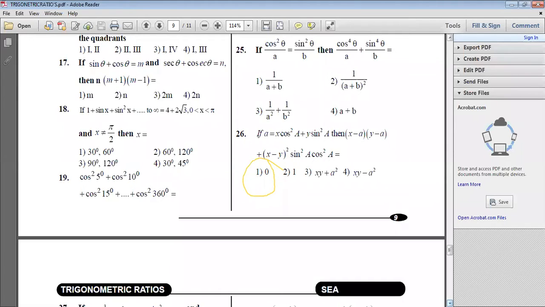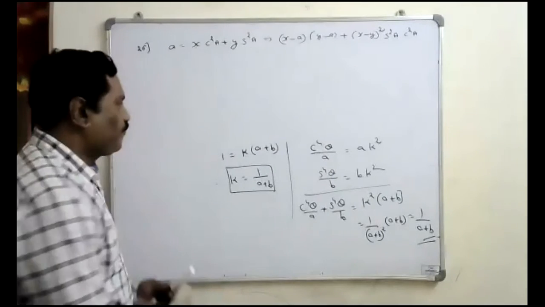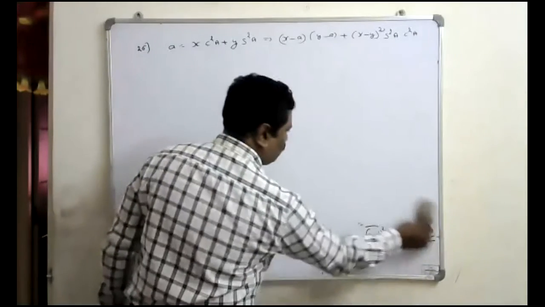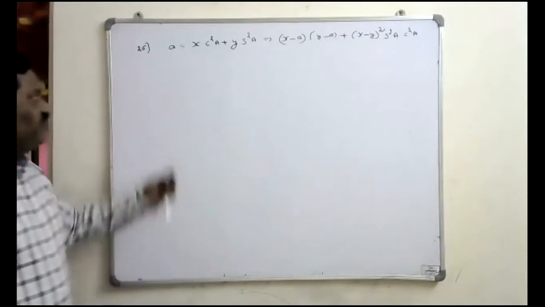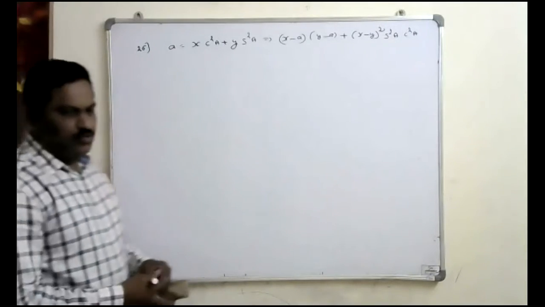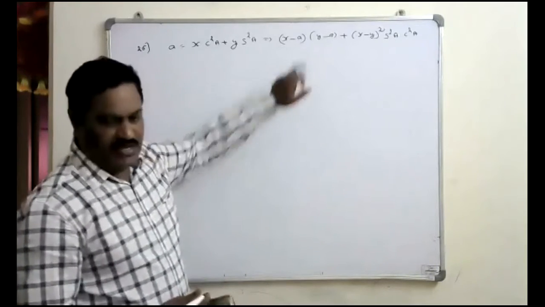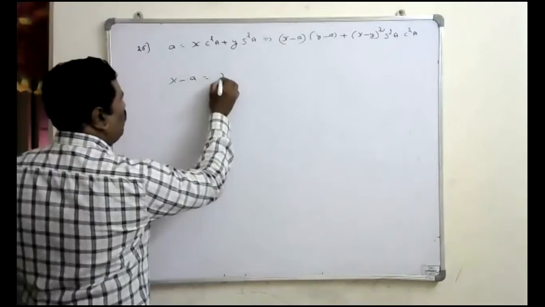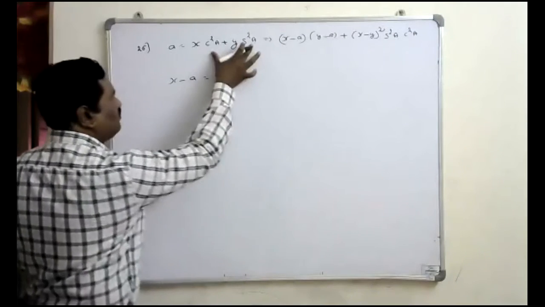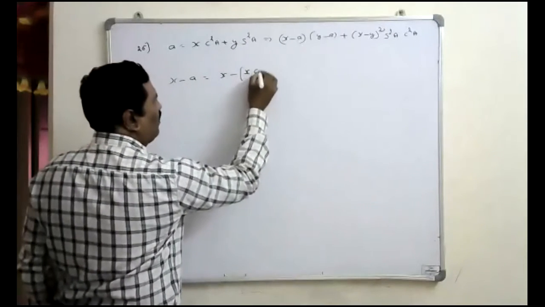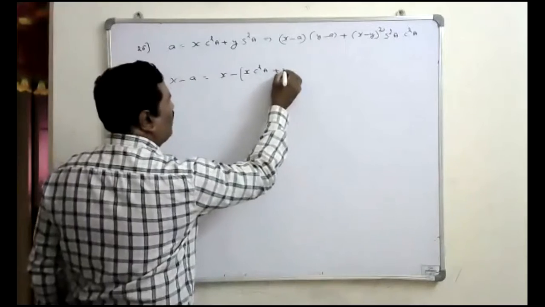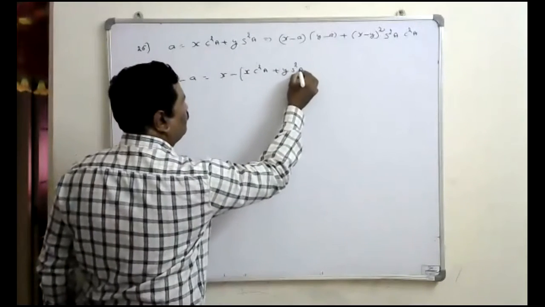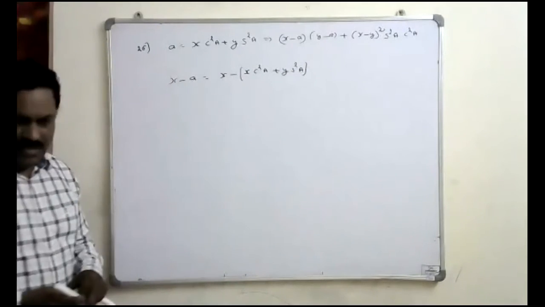So that is 0. How can we solve this? To solve this, where the value of a is given, first I will calculate the value of x minus a. I will substitute this value: x minus x cos square a plus y sin square a. This is the value of a.